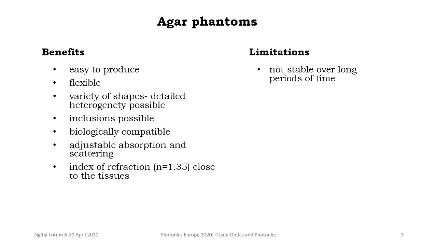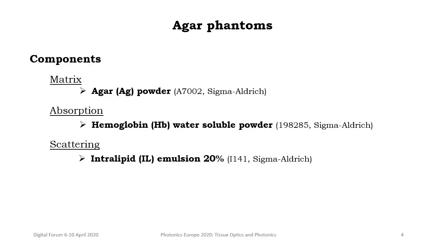The agar phantoms have a lot of benefits, which are listed in the slides. They are easy to produce, flexible, biologically compatible. The index of refraction of such phantoms is close to the index of the tissues. Agar hydrogel allows to make different shapes, layered structures, and to make inclusions. The main limitation of these phantoms, they are not stable over a long period of time.